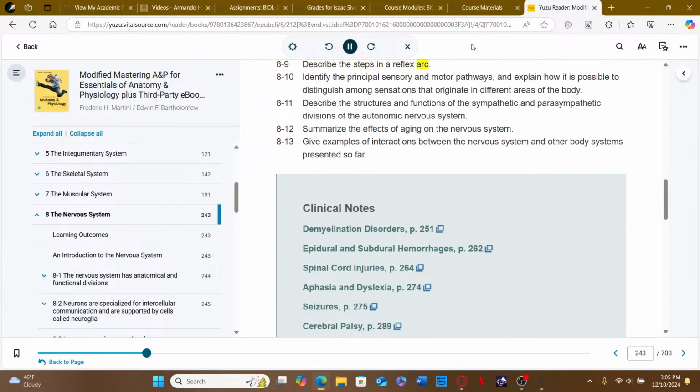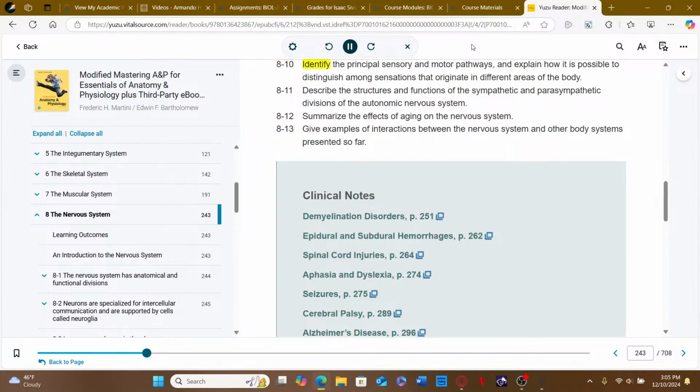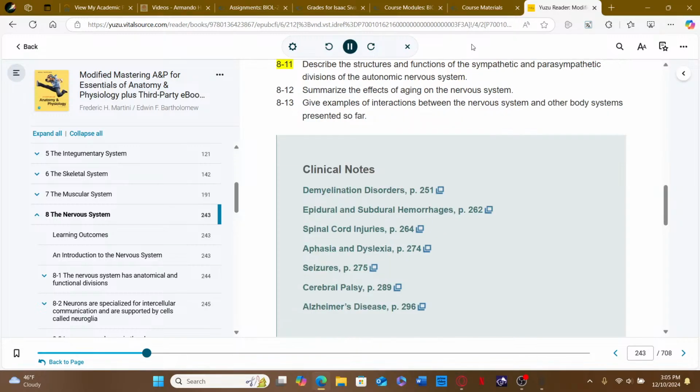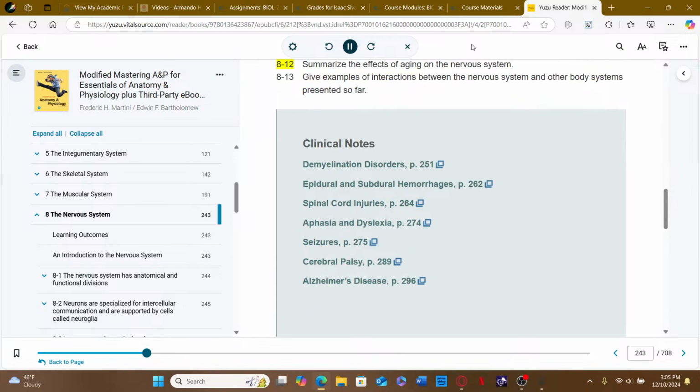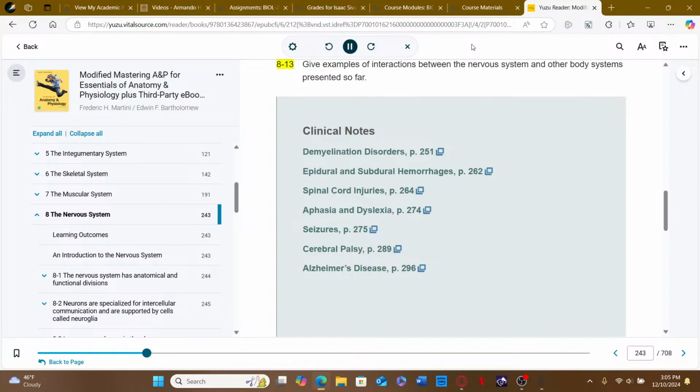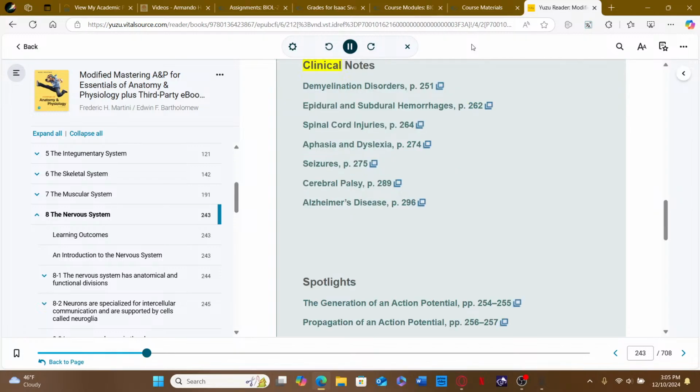8-9 Describe the steps in a reflex arc. 8-10 Identify the principal sensory and motor pathways, and explain how it is possible to distinguish among sensations that originate in different areas of the body. 8-11 Describe the structures and functions of the sympathetic and parasympathetic divisions of the autonomic nervous system. 8-12 Summarize the effects of aging on the nervous system. 8-13 Give examples of interactions between the nervous system and other body systems presented so far.